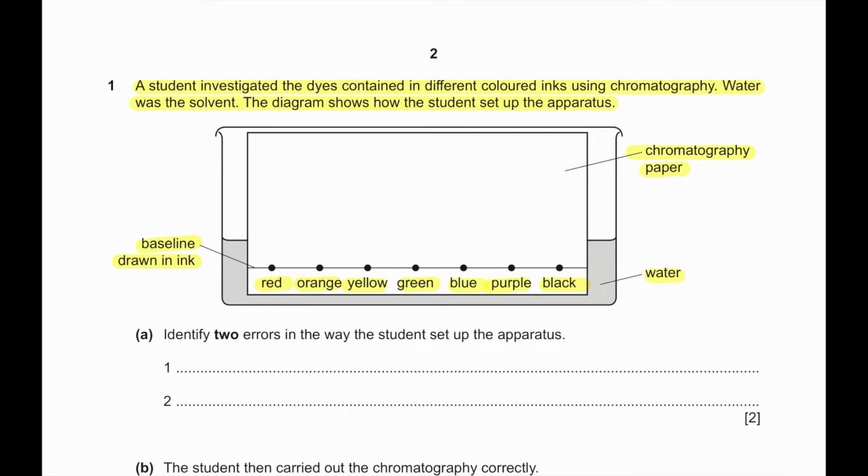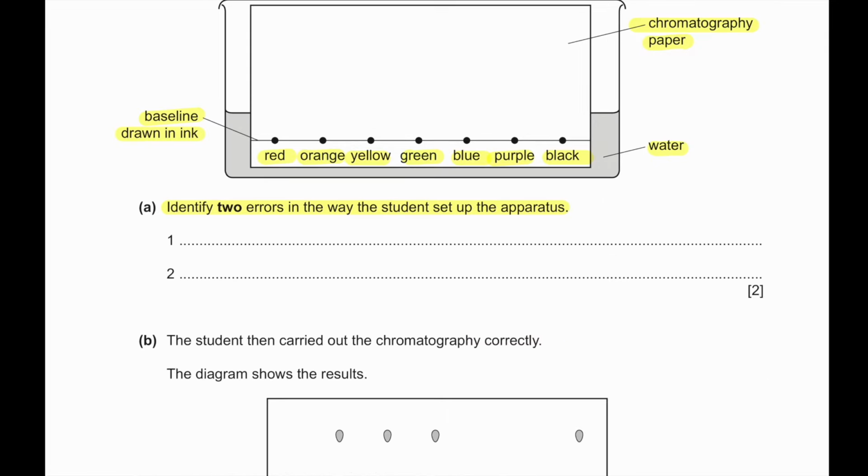As we can see, the baseline is drawn in ink, this is a mistake. That's because the baseline should be drawn in pencil. Another mistake is that we can see the solvent is above the baseline, which is another mistake. The question says identify two errors in the way the student set up the apparatus.